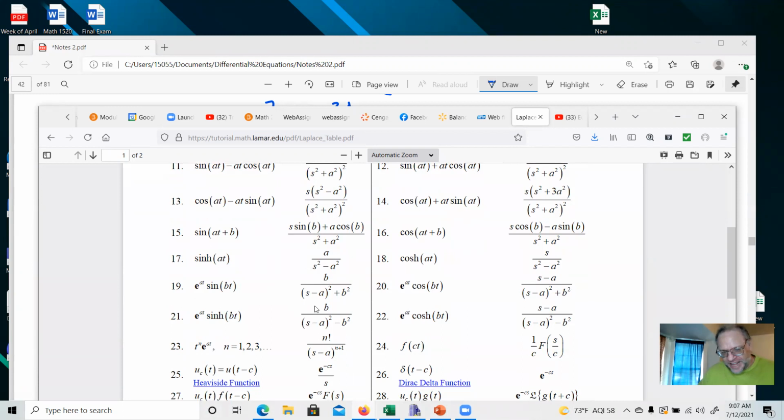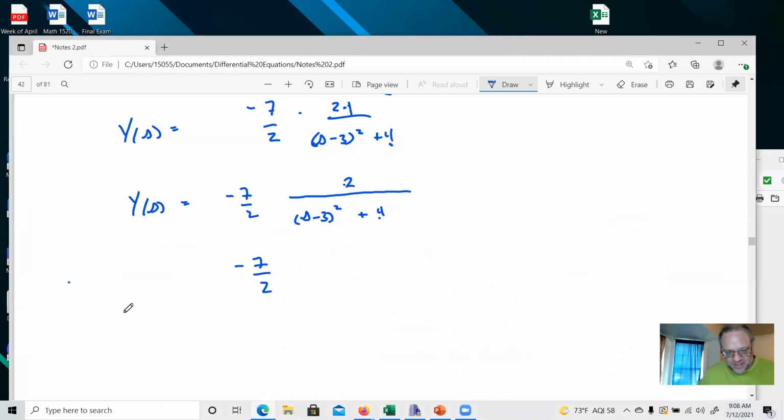So we're going to have e to the at sine bt. All right, so that's all we're doing, we're just trying to match what we have with one of the entries here. All right, so let's take a look at that.